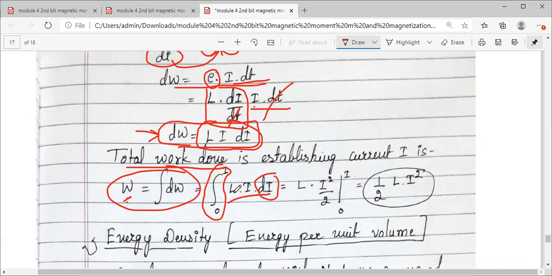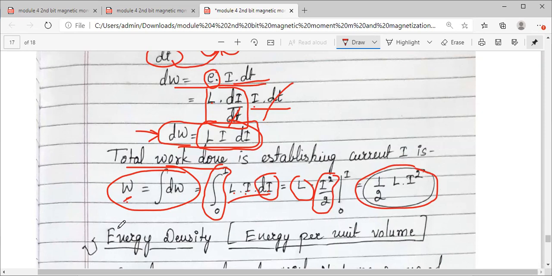dI is the variable. So L is constant, I have kept it outside. So it is I dI. What is the integration of x? Integration of x is x square by 2. So the integration of I is I square by 2 for the range 0 to I. So it is half L I square. This is the work done that is stored in the magnetic field.